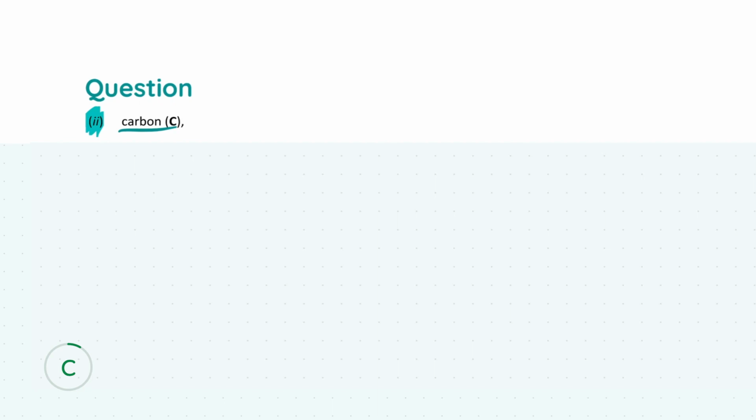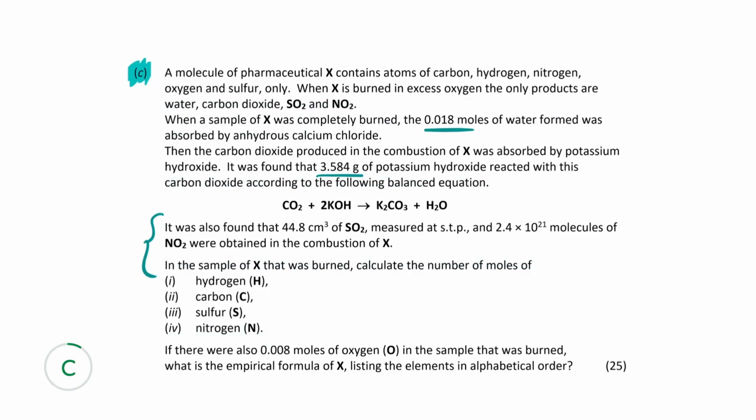So the first thing that we're going to do here is go back to our question. The important takeaway in order to solve part 2 here, which is looking at the number of moles of carbon, is going to be found in this area here. And the reason is because we're told that 3.584 grams of potassium hydroxide was reacted with the carbon dioxide according to this following equation. That's really important because we already know the mass of this potassium hydroxide. We can use that to find the number of moles of the potassium hydroxide, and then use this to find the number of moles of carbon dioxide, and then that will give us in turn the answer that we need to find, the number of moles of carbon on its own.